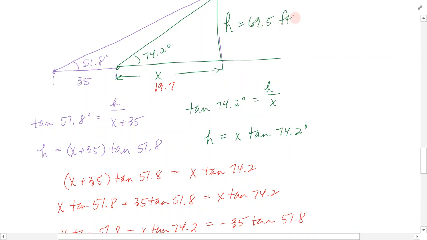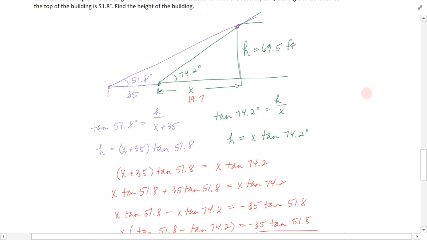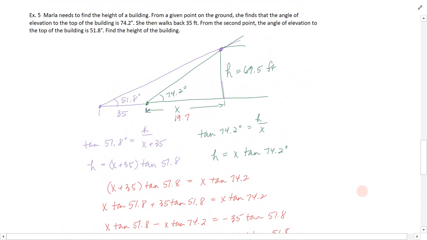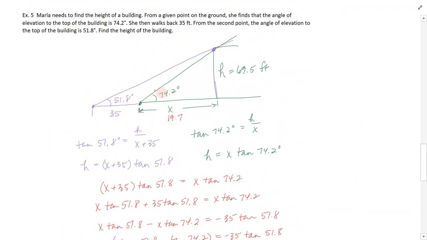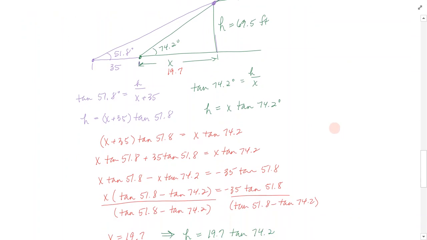69.5 feet. So it's a little bit of a longer problem, obviously, with angle of elevation, but we were able to use these two triangles and understand that they both gave me an angle of elevation to the same location of the height of the building, and set those two expressions equal to each other.